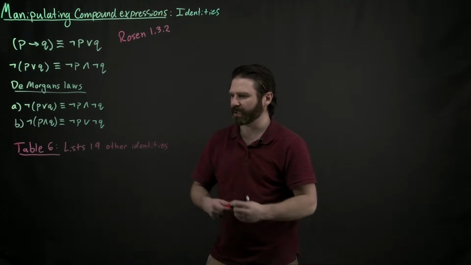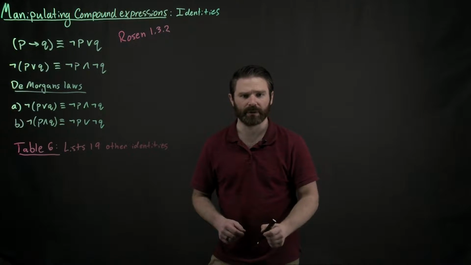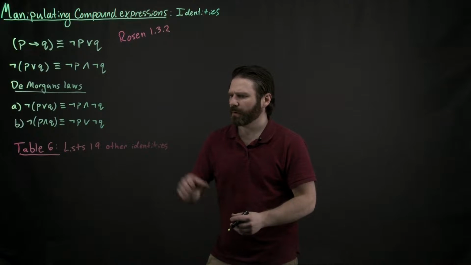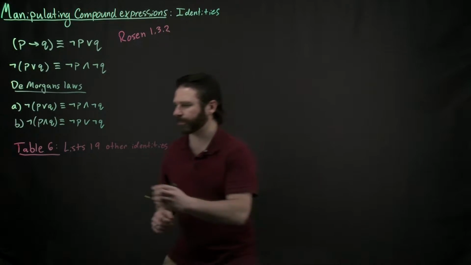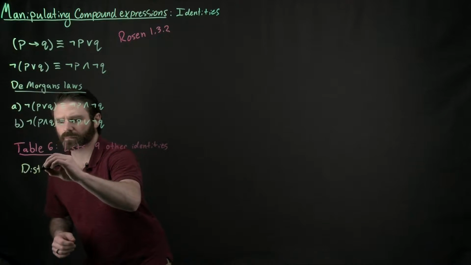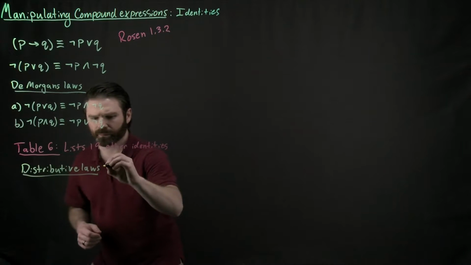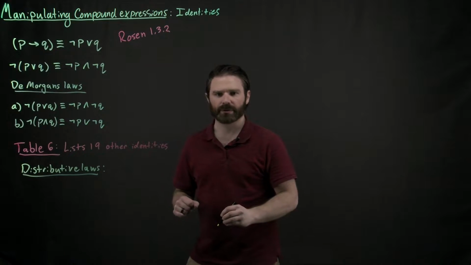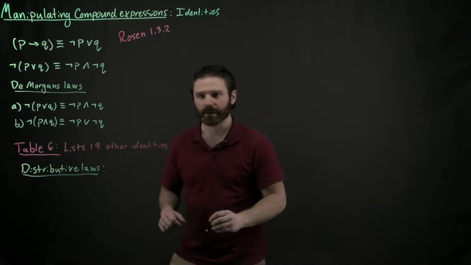it lists a whole bunch of identities, 19 of them. And that's why I'm only going to look at a couple of them. So the ones that I want to draw your attention to are as follows. So in particular, the distributive laws. The distributive laws are stated as follows.